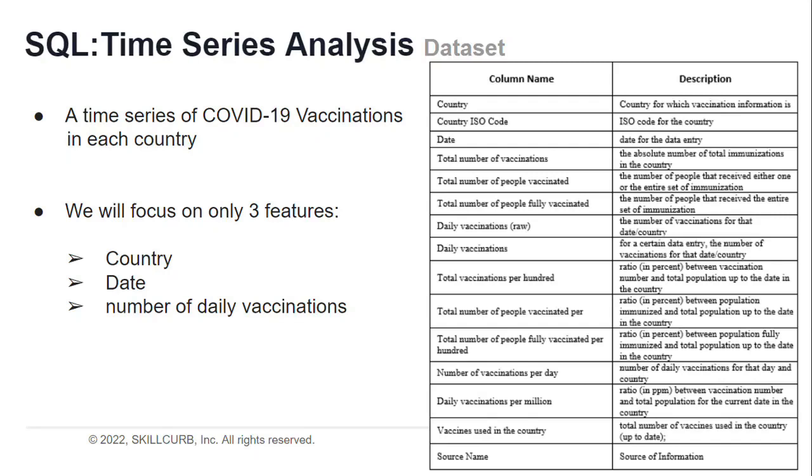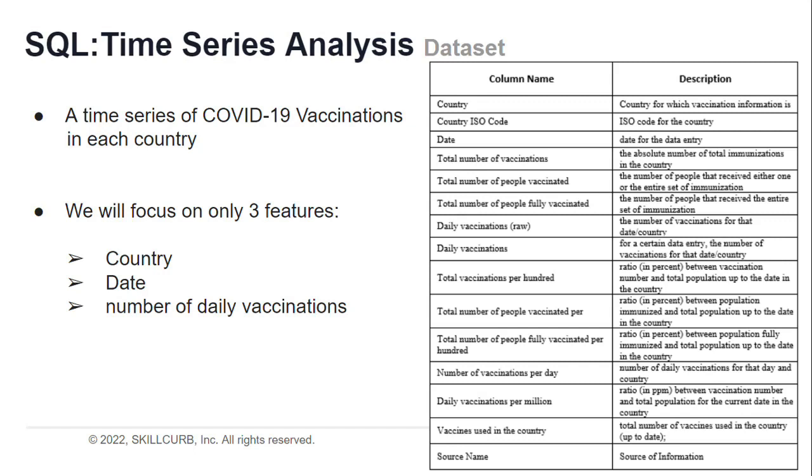The dataset that we are going to use to perform time series analysis is a time series of COVID-19 vaccinations in each country. The dataset contains two different tables, but we will only use the table country vaccination.